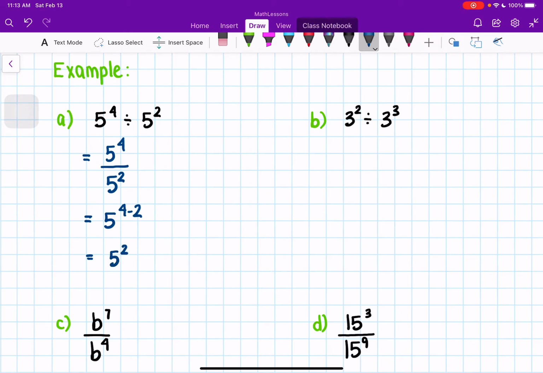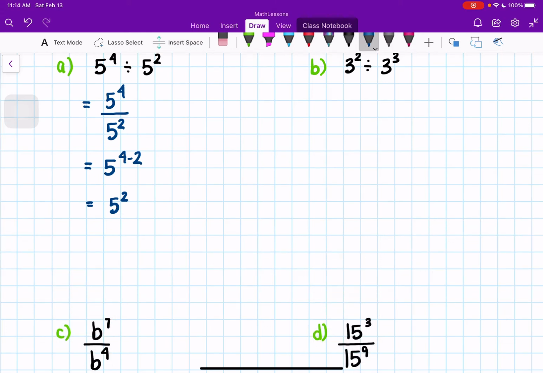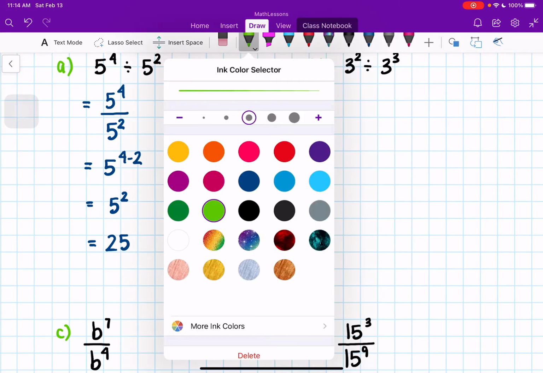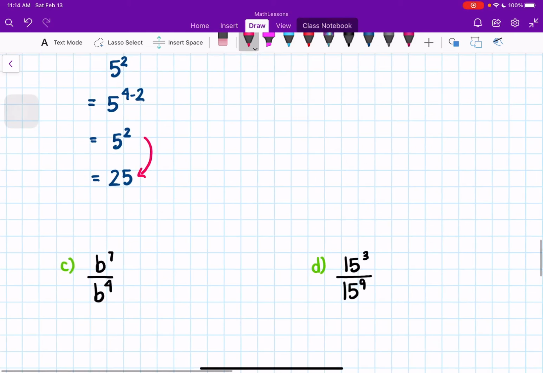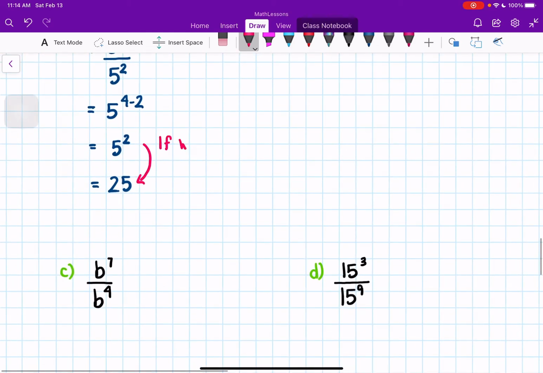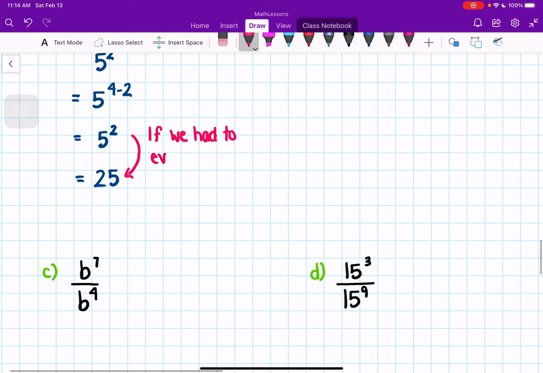Now, if the question said to evaluate, then we would go one step further and we would give what 5 squared is. And you should by now be able to work out your power 2 and your power 3 for most numbers. So 5 squared is 25. So this step here we do if the question said to evaluate. So if we had to evaluate, that's where we would go.